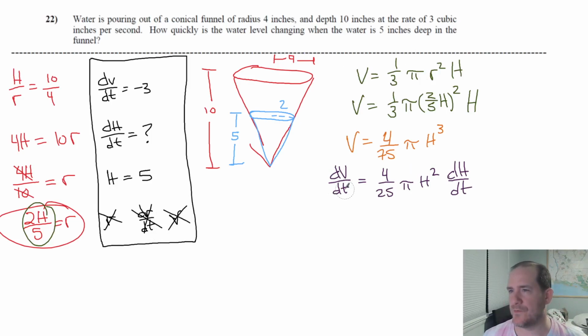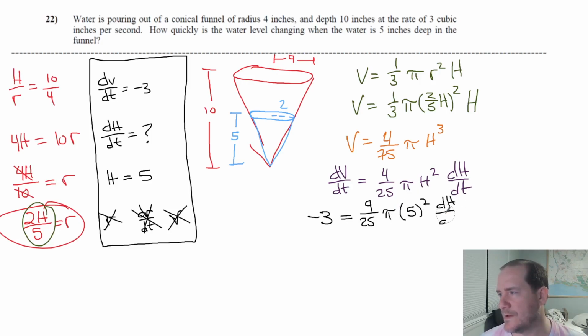So let's just do it. We want dV/dt to be -3. Then we want this 4/25. We want a pi. H is 5, so in goes 5 squared. Then dH/dt. And we got off a little bit easy here again because 5 squared is 25, which will immediately cancel with that 25 in our denominator.